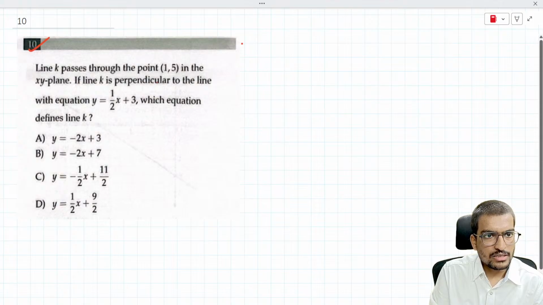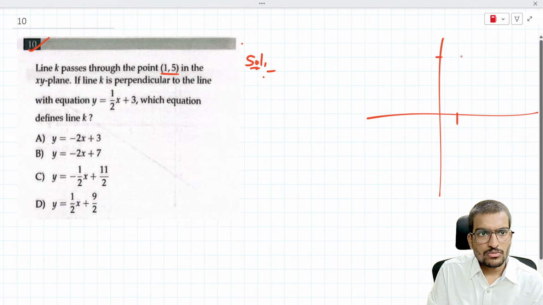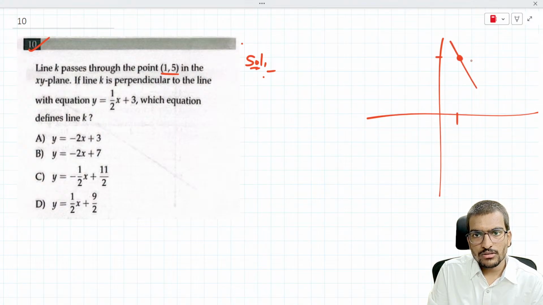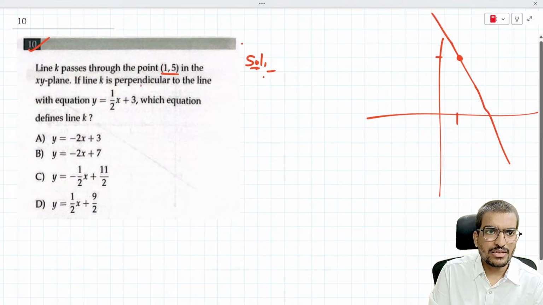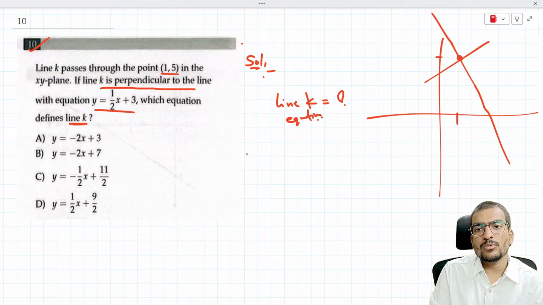Now question 10. Line K passes through the point (1, 5) in the xy plane. Okay, let's draw randomly. This is (1, 5), somewhere here. So line K passes through it. If line K is perpendicular to the given line, let's say somewhere like this, it is perpendicular. We have to get the equation of line K. How can we get the equation?